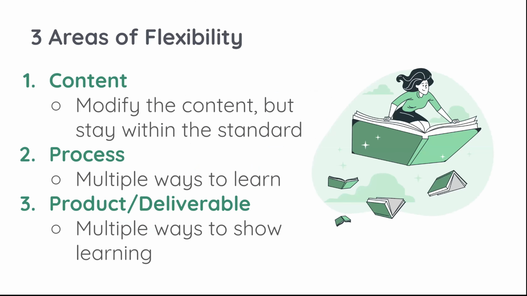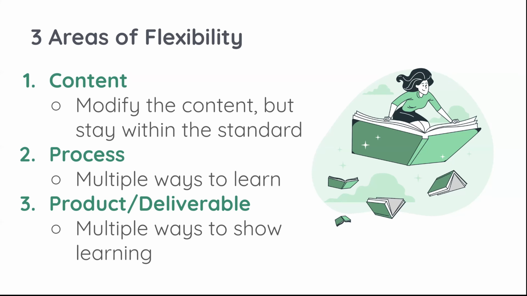So when we do think about flexibility, there's 3 main areas in which we can modify. First, we can modify the content. That's our curriculum. That's our lessons. Second, we can modify the process. And thirdly, the product and the deliverable. I'm gonna explain more about how to modify the process and the product deliverable, and less about the content, because the content's really up to you as the teacher. You're the professional in your subject area. You have to make the choices about how to modify content and stay within the rigor of the standard.